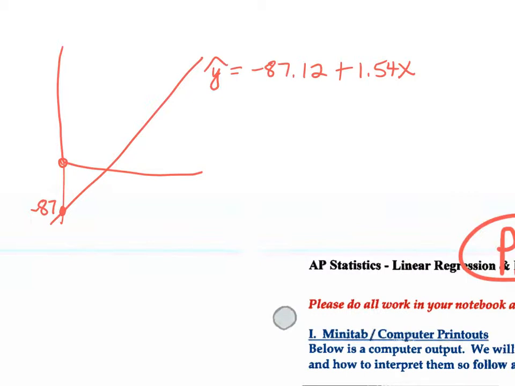So I want to have a little discussion with you. Why am I ending up with this y-intercept of negative 87? Because what happens when the height is 0? What is this saying? When the height is 0, then what?